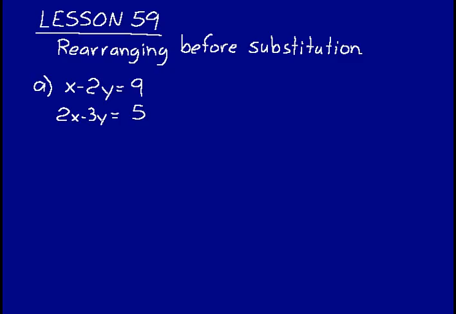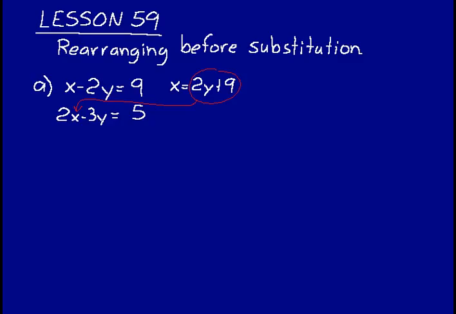So the top one, that would be easier to do because it's already got an x variable just by itself, and that's what we want to do in order to substitute. So let's just rearrange that top one, and we can do that in our head. We would add 2y to both sides, and we end up with x equals 2y plus 9. Now that we've rearranged it, we can see that we could take that 2y plus 9 and put that in where x is in the second equation. That's how we solve these simultaneous equations, is by substitution.